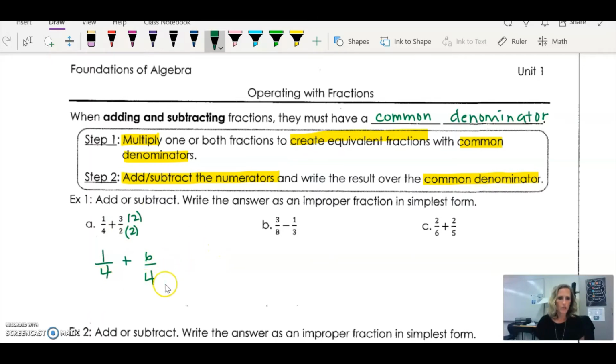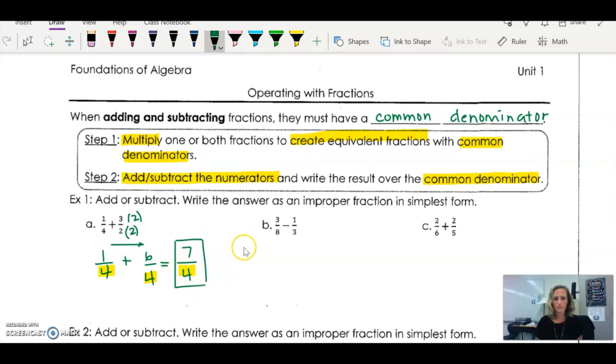So now I have common denominators. So I'm going to add straight across the top. 6 plus 1 is 7. And I'm going to keep that common denominator 4. So this is an improper fraction. There are no common factors shared by the numerator and denominator. I couldn't divide both of these numbers by the same thing, and so this is in simplest form.